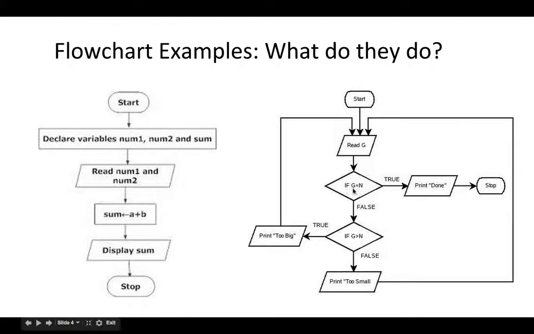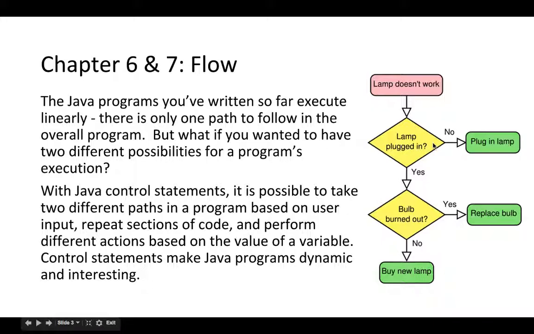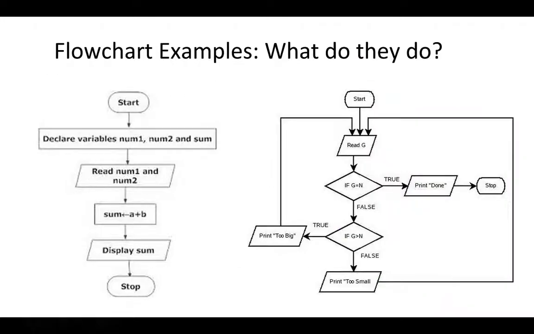Next, we have this if statement. So it says if G equals N. That means if G and N have the same value, then we do something, otherwise we do something else. That's just the exact same thing as if the lamp is plugged in, then we either plug it in or we check if the bulb is burned out. Except in this case, if G equals N, then we say true. So if G does equal N, then we're going to print done, and we're going to end the program.